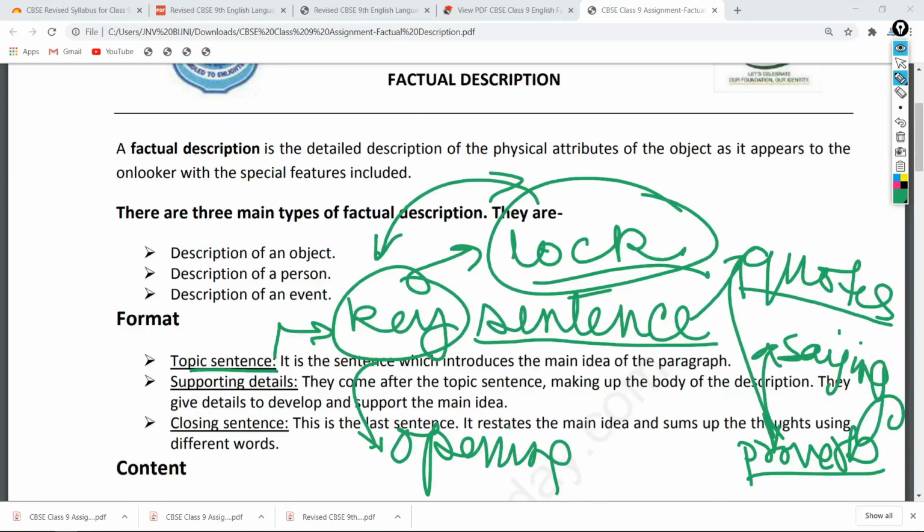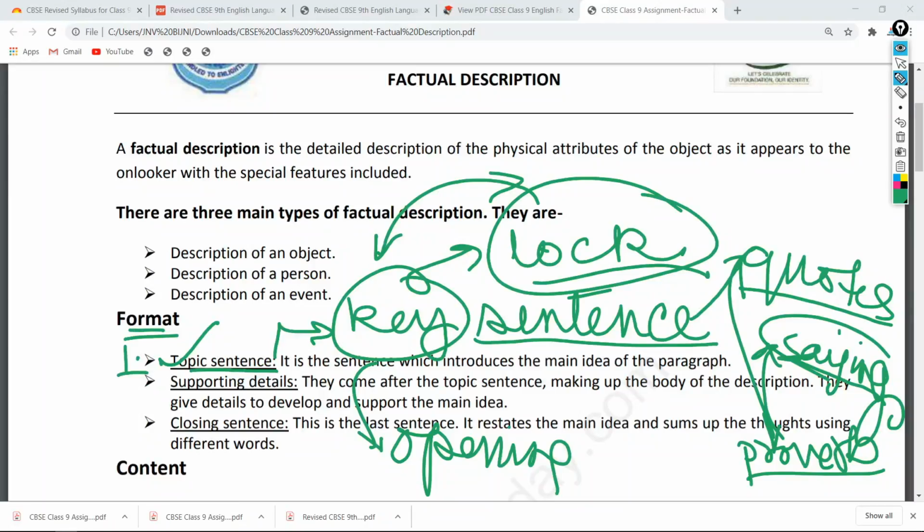Okay, sayings. For example, you can use a saying like "Birds of a feather flock together" or "A man is known by the company he keeps." Like that, all these sayings are there. In this way you can start with the topic sentence. Therefore, we'll have to remember this format beautifully when we are writing the paragraph.